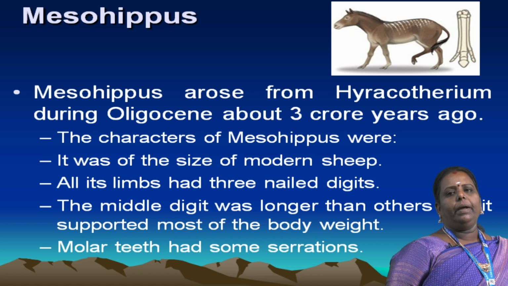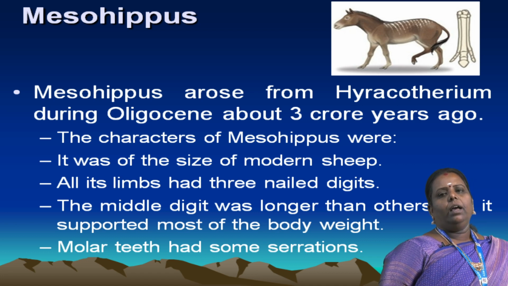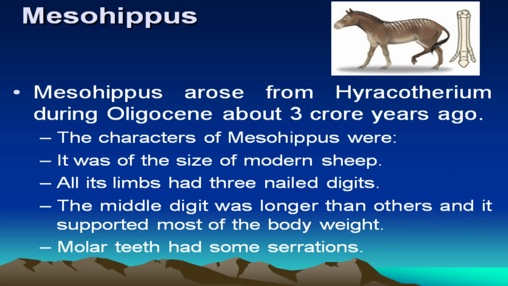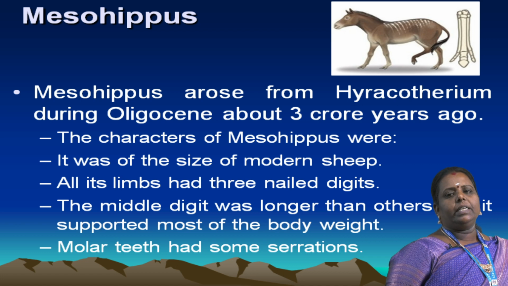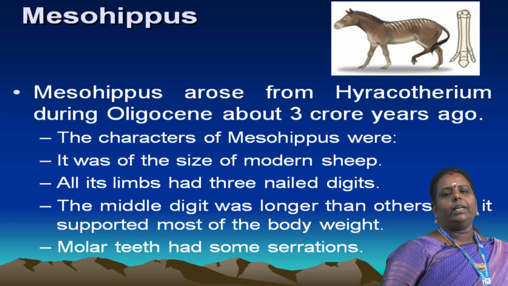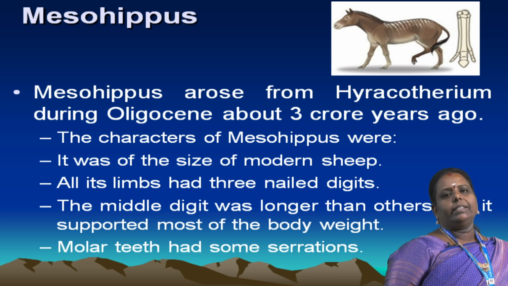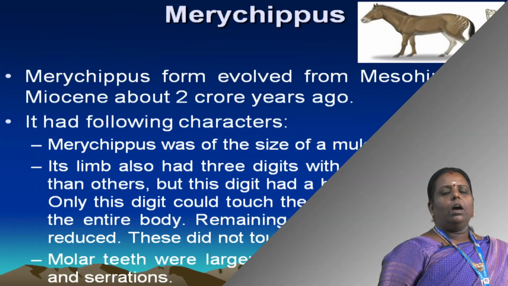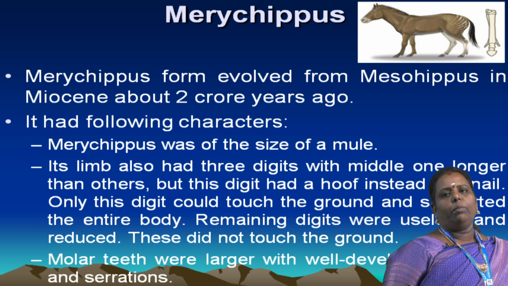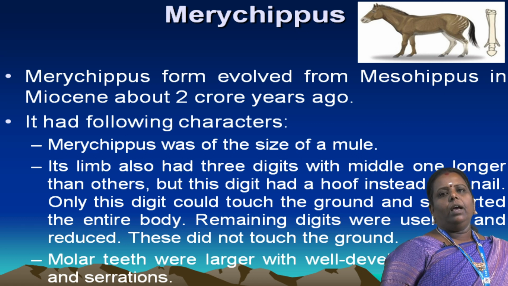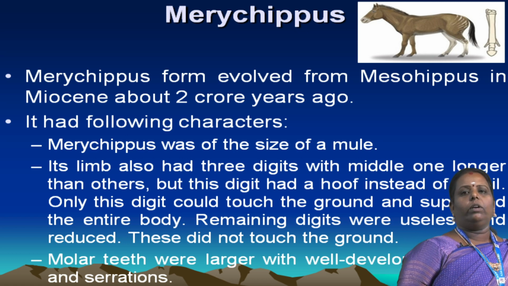In all its limbs it had 3 nailed digits. The middle digit was longer and supported most of the body weight. The molar teeth also had some serration, because they were adapted for eating grasses in those places. Another advanced species is Merychippus. Merychippus evolved from Mesohippus in the Miocene period, normally 2 crore years ago.